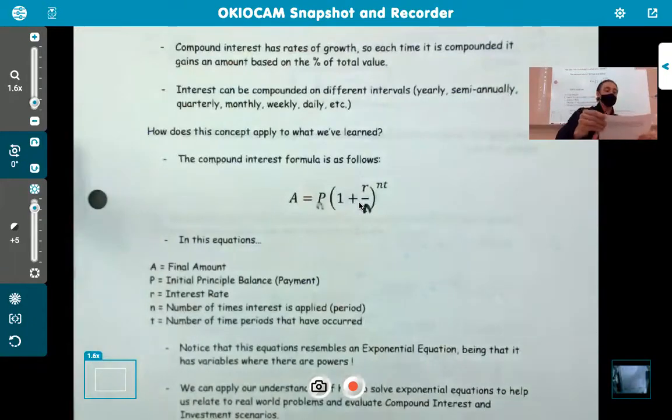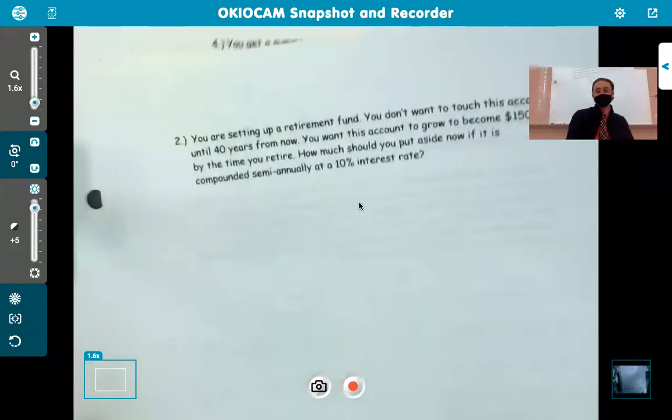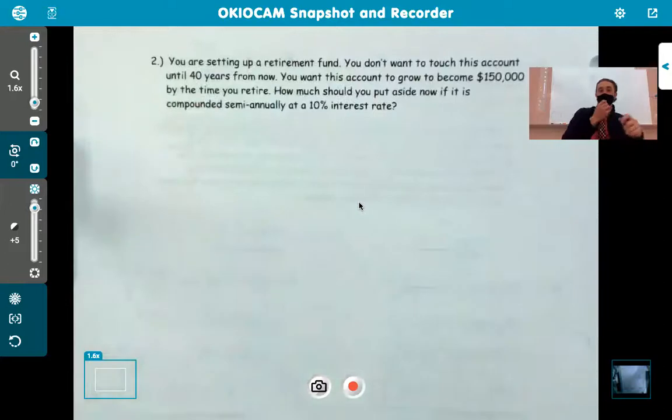Emma's not going to college, and we're going to number 2. All right. You're setting up a retirement fund. You don't want to touch this account until 40 years from now. You want this account to grow to become $150,000 by the time you retire. How much should you put aside now if it is compounded semi-annually at 10% interest rate?